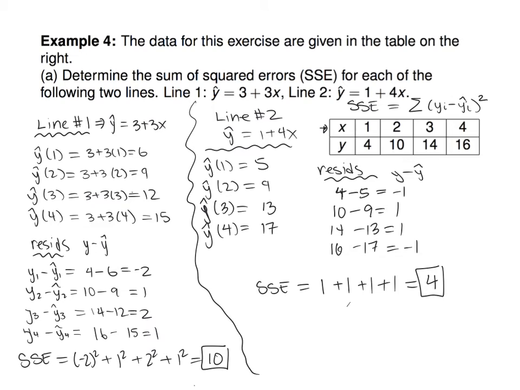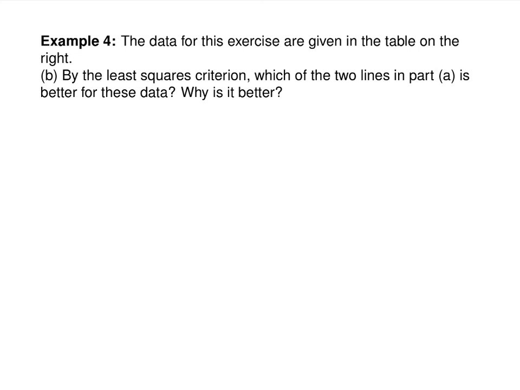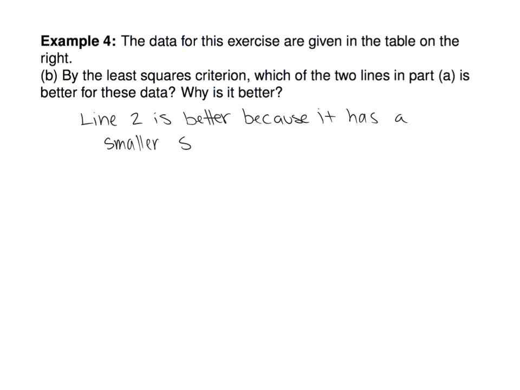So by this criteria, who's better? Is the first line better or the second line better? It should be pretty obvious that the second line is better. So by the least squares estimation criterion, which of the lines in part A was better? And the answer is that line 2 is better. And the reason is because it has a smaller sum of squared errors.